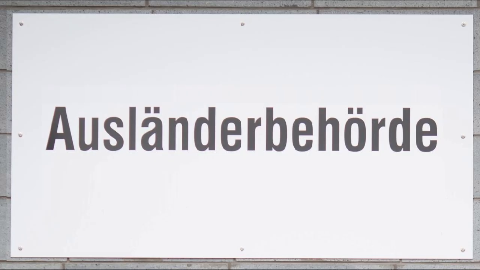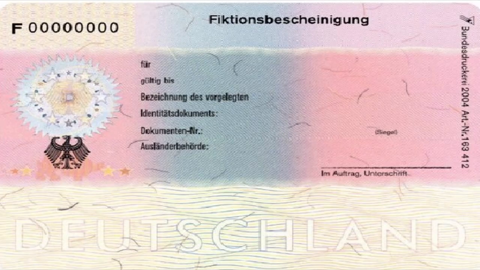After you submit or send your filled in and signed application form with the required documents to your respective foreigner's office and give your fingerprint to them, this office usually gives you a fictional certificate, which in German is called Fiktionsbescheinigung, or a preliminary certificate, which in German is called Vorläufige Bescheinigung. This fictional certificate or preliminary certificate will remain with you, and you can use it until your electronic residence permit is issued and submitted or sent to you. After that, you must return it to your respective foreigner's office.